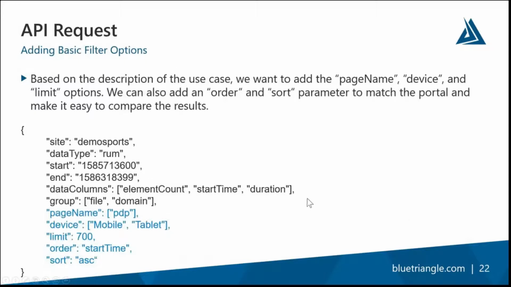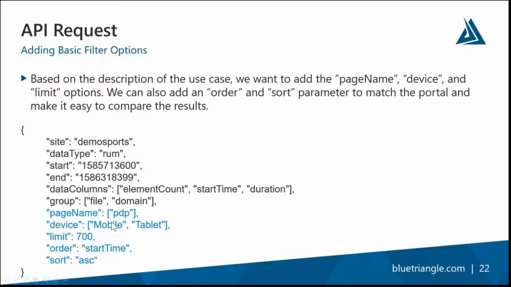So now we're going to apply the additional filter options. Okay, so like I mentioned before, we want to add page name, PDP page, the device. We'll use mobile and tablet, and we're going to limit the data set to the top 700 elements or resources. And a couple other things, we can also order and sort the data set to match the portal. All right, so what does that look like? If we look at this JSON down here, we've colored in the additional parameters in blue here.